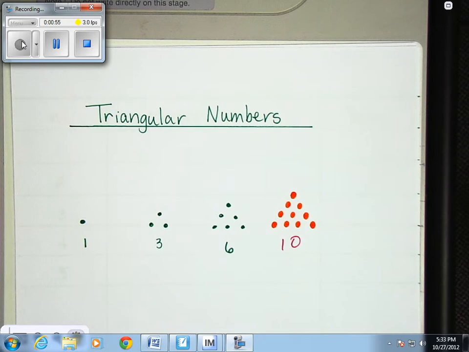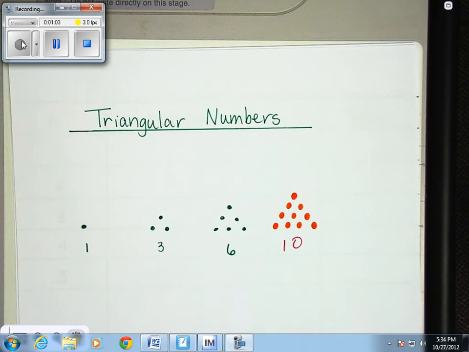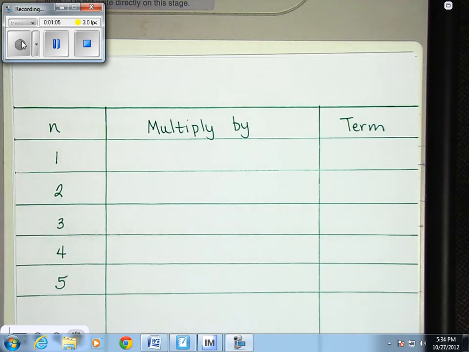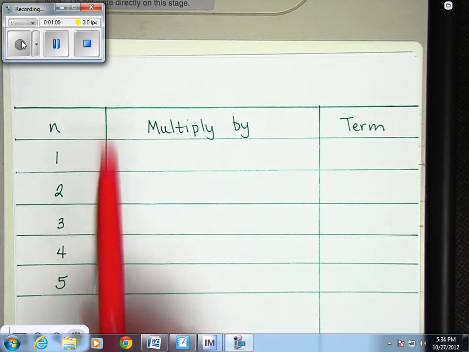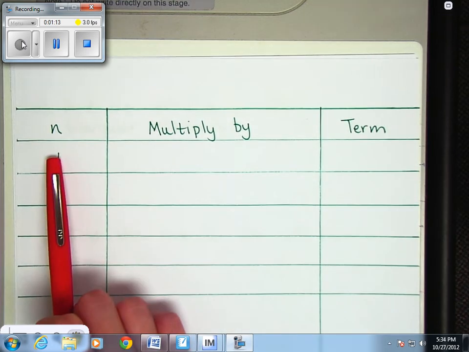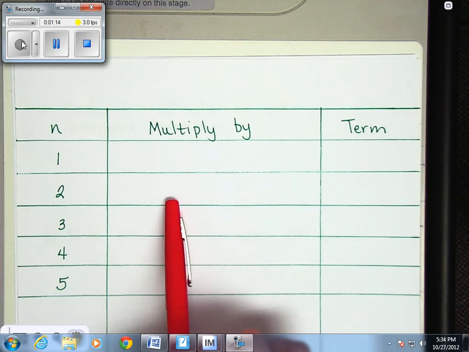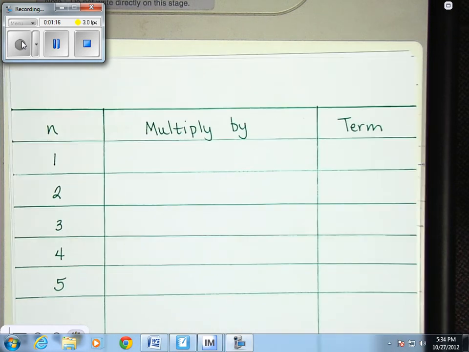There is actually. Another way is to come up with a rule. In order to come up with a rule, we want to see a pattern, and a good way to look at patterns is through tables. So I have a table written up for you. This column is n, the number term you're on. This is what you're multiplying it by, and this is your answer, the term you get.